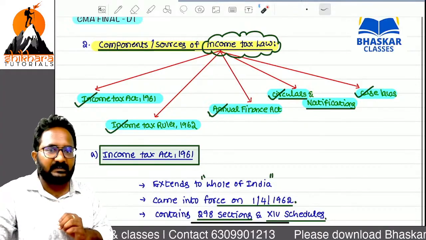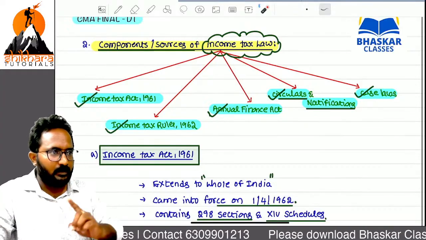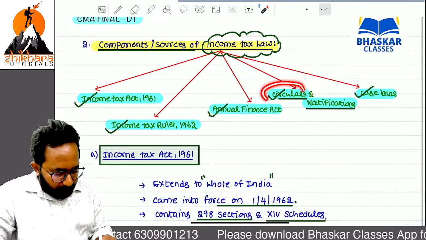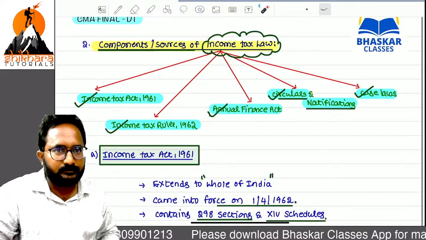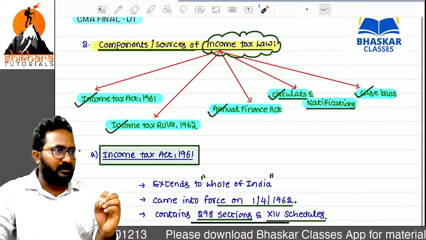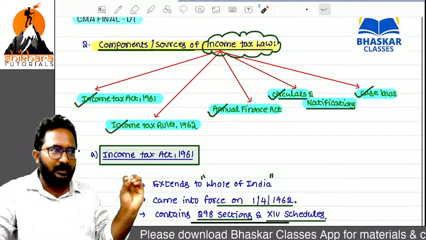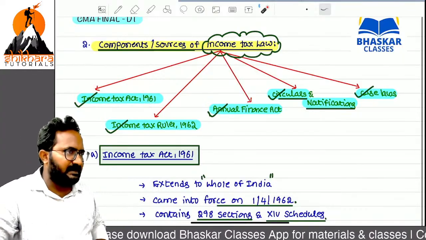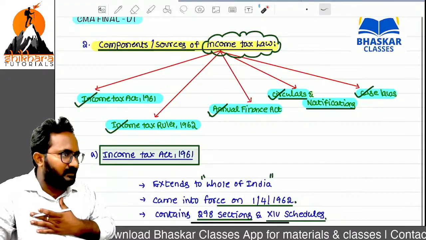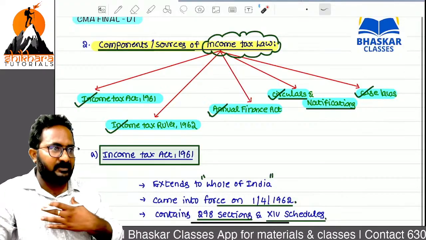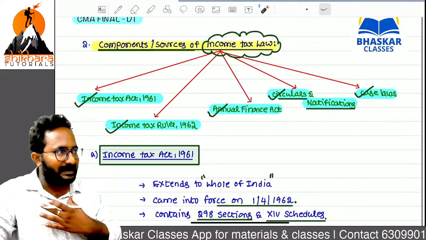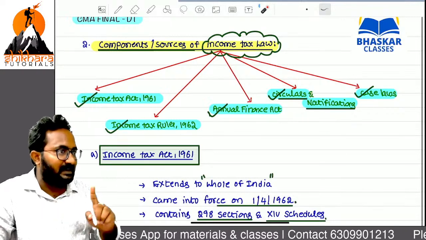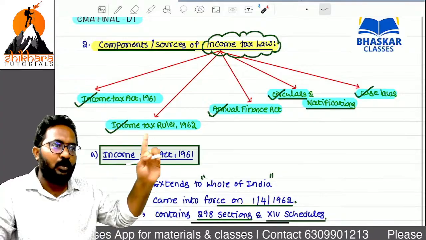Next, circulars. Can you tell me circulars are released by whom? Circulars are released by the CBDT. What is the purpose of issuing a circular? Clarification. One section is released in the Income Tax Act 1961, but I don't know whether the section is applicable for me or not. I have doubts about applicability or extent or whatever it may be. All these things are clarified by the CBDT issuing circulars from time to time.